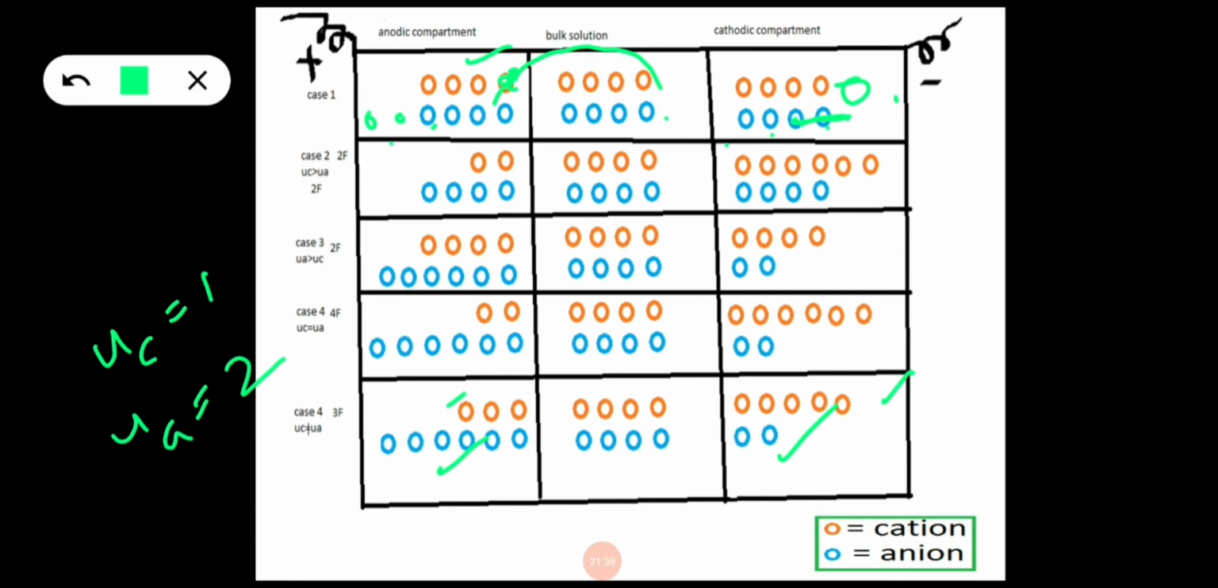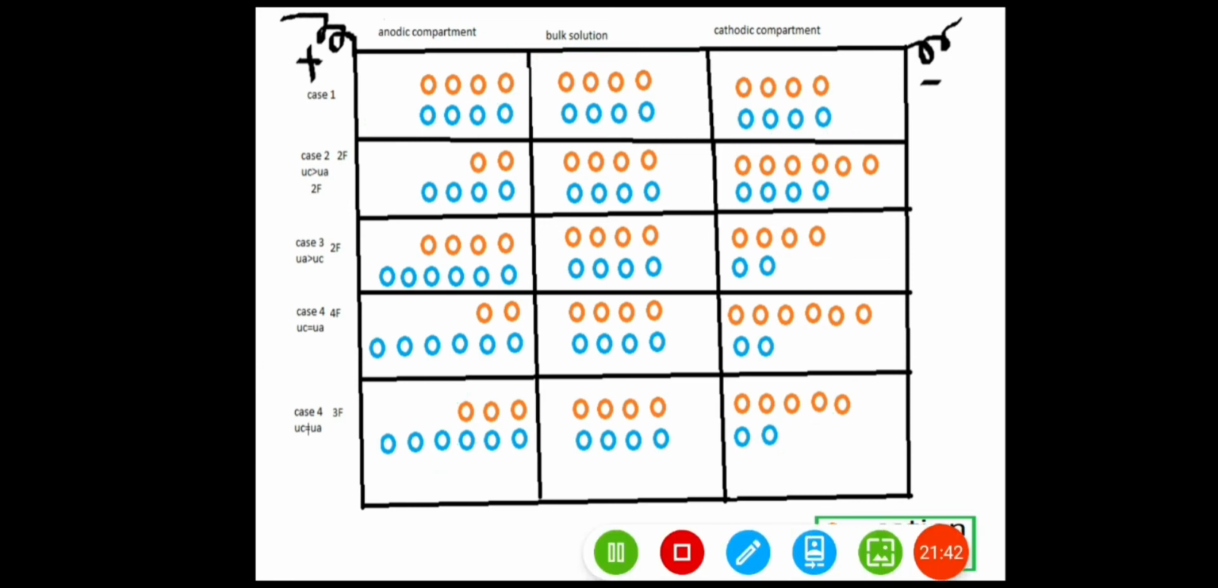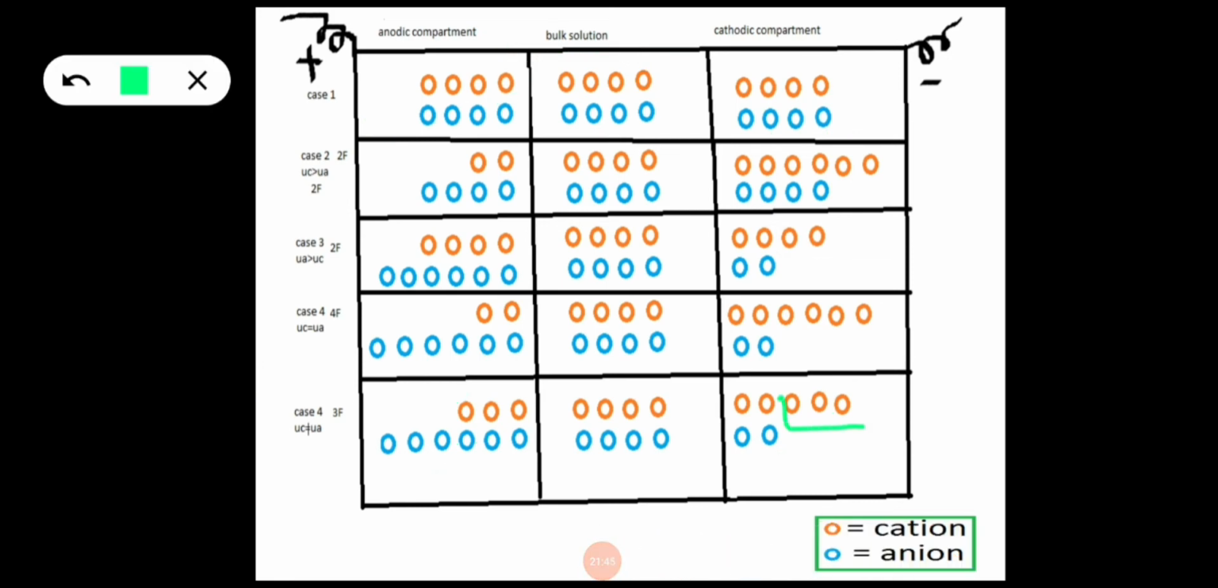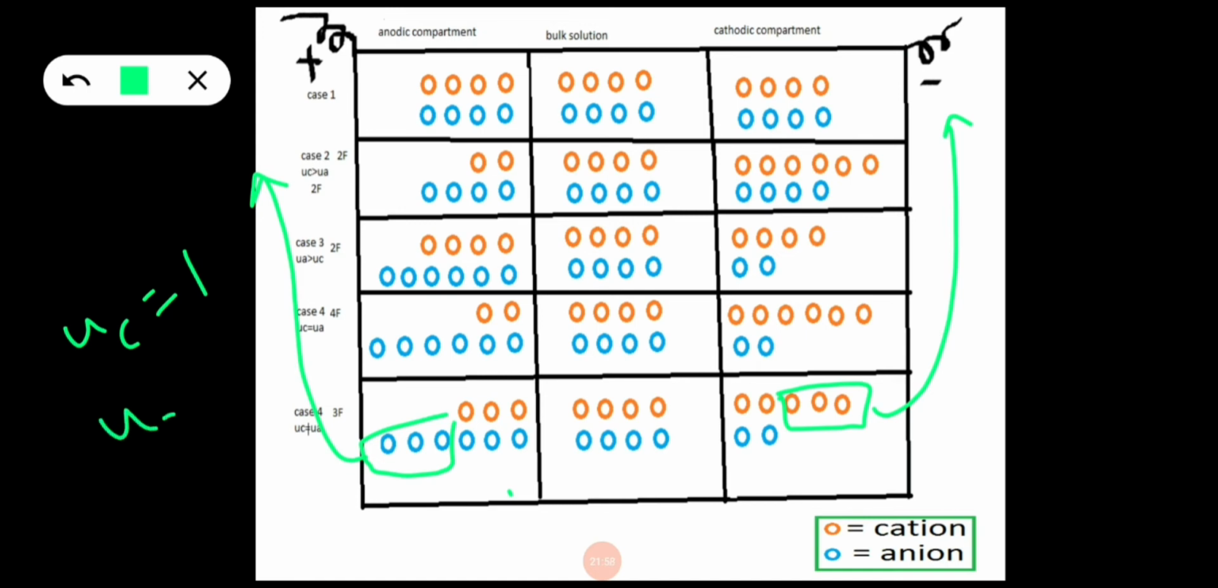So the number of equivalents of cation and anion getting deposited is, here 3 are unpaired, so 3 equivalents will be deposited here. Here 3 are unpaired, so 3 equivalents will get deposited on the anode. So the speed of cation and the speed of anion are not the same. Speed of cation is only 1, speed of anion is 2.